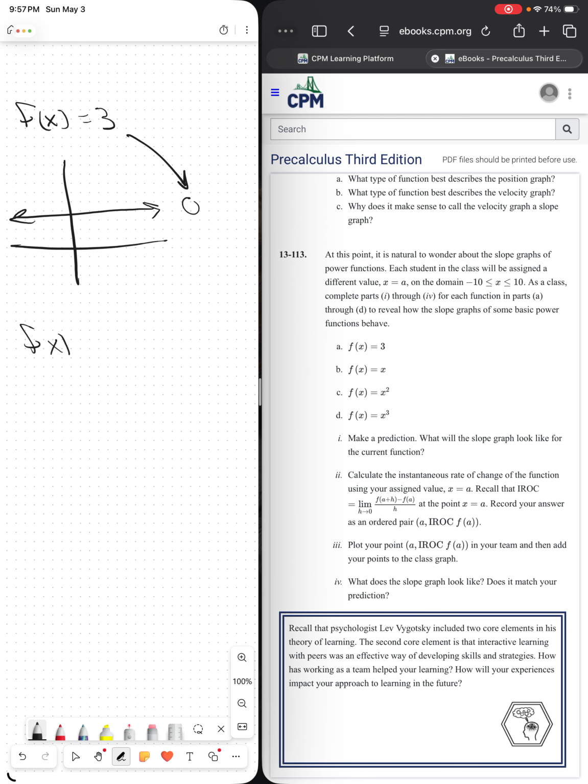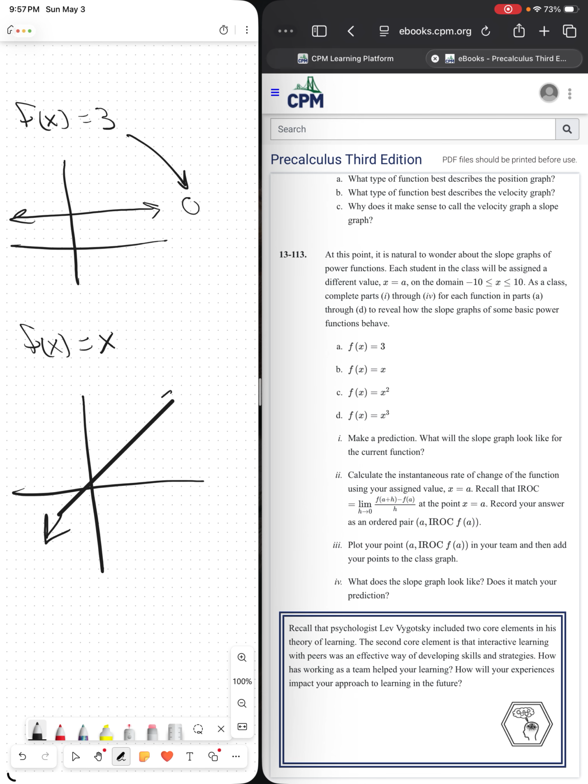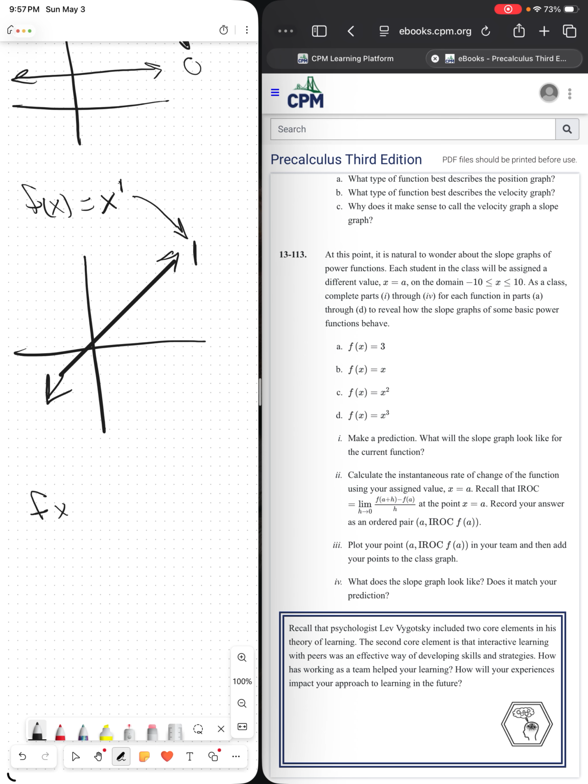Okay, look at the next one. f of x equals x. That graph looks like this, and it has a slope of 1. So a linear goes to a constant. Okay, look at f of x equals x squared. So hopefully we're starting to see a pattern here. If you have x squared, guess what its slope is? x. It changes every time, but it's increasing in a linear manner.